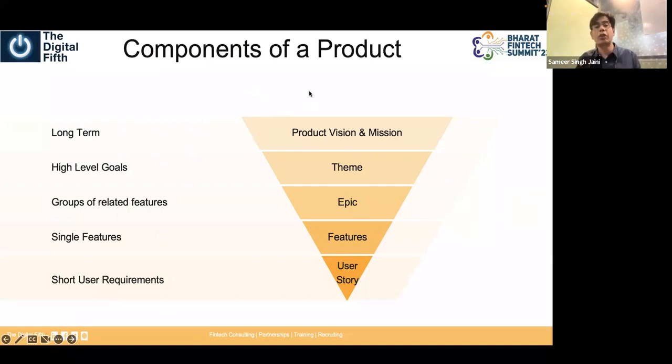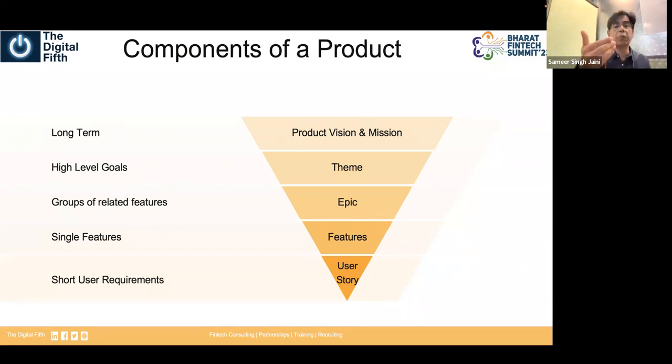Typically you will have a long-term vision of the product and a mission for it. So at a broad level, what you want the product to do in the market, which will be linked to high-level goals. Those goals can be linked to the key services you want to offer to the customer, even at a broad level, not a specific level. It may also cover what kind of customers you want to engage, what kind of revenues and profits you want to make, and what the cross-sell possibility is. So you can come up with a lot of high-level goals.